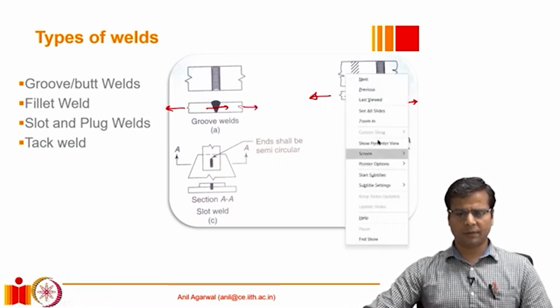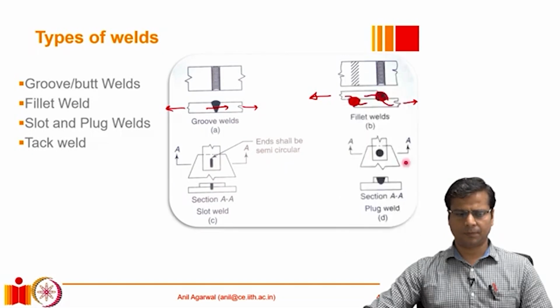Another alternative of welding, which is used much less frequently, is known as slot or plug weld. These are used in certain conditions. We will talk about them. Generally, we use them only when we want to prevent shear type of deformation, or we want to join two plates resisting shear. We will talk about them later in more detail.